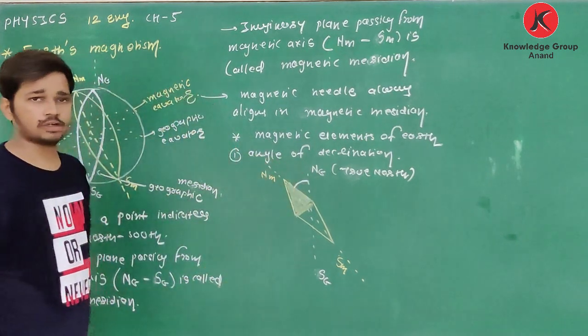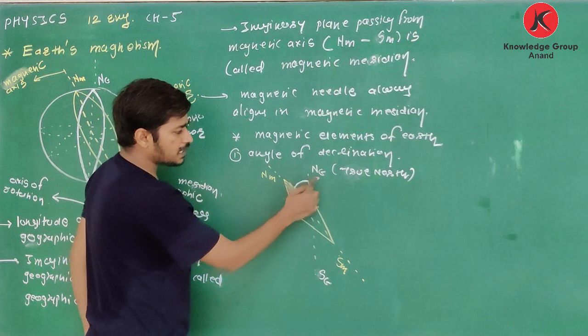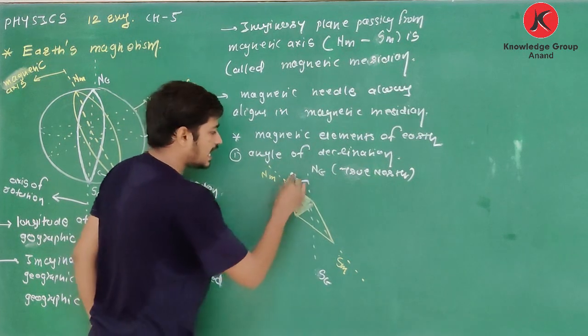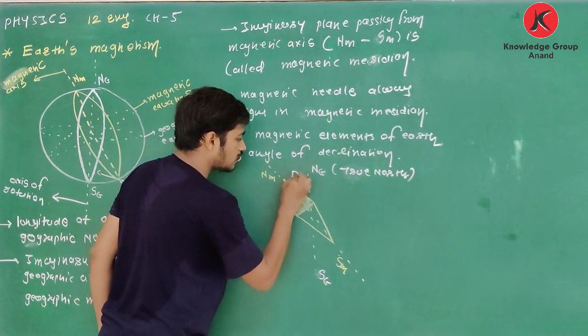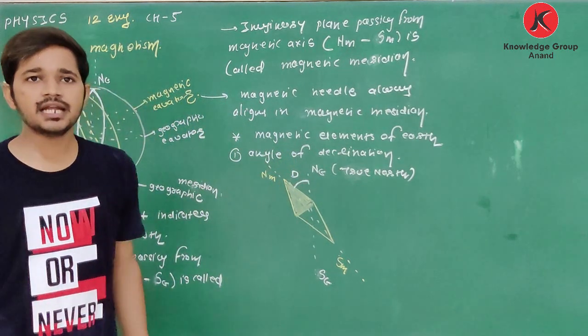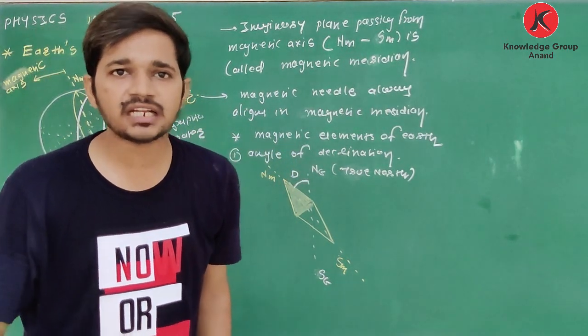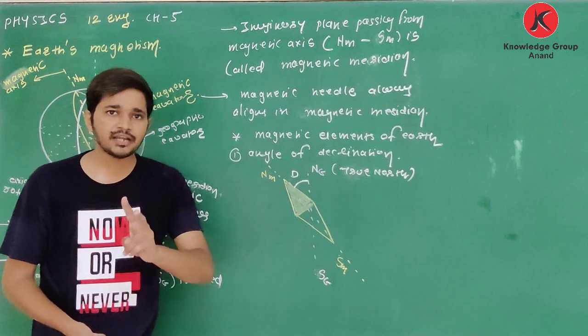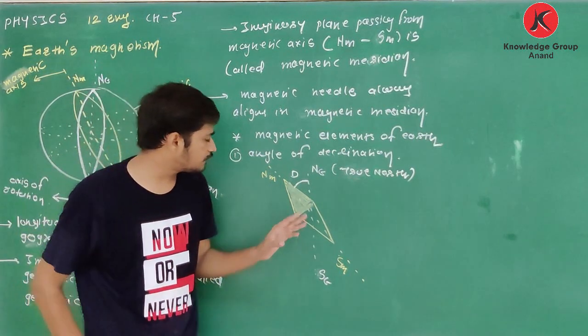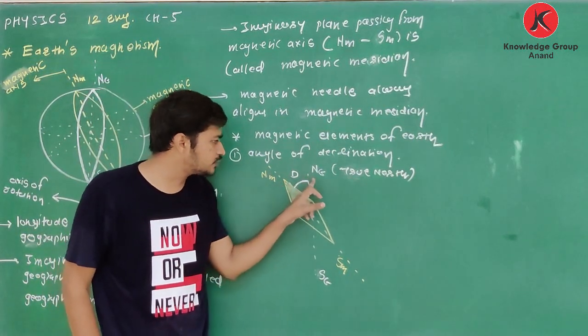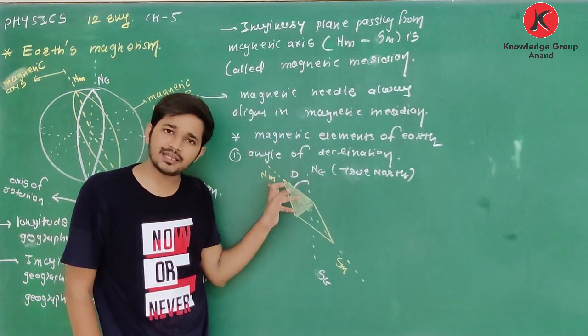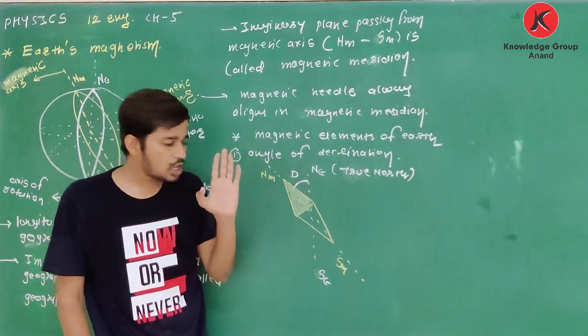So yes, from this figure we can say, okay, here this magnetic needle makes some angle with true north. Magnetic north makes some angle with true north, and the angle between them is called the angle of declination. Yes, we can write a definition. First, the angle between geographical north and magnetic north is called the angle of declination.